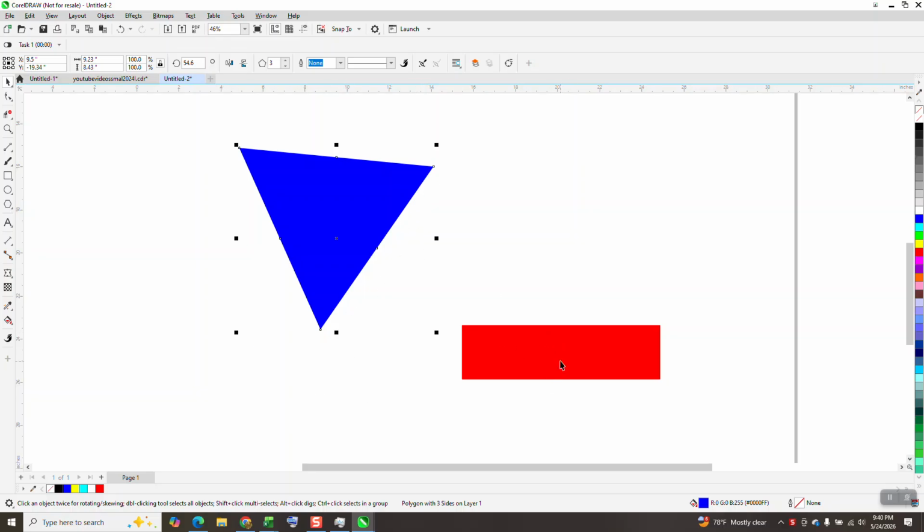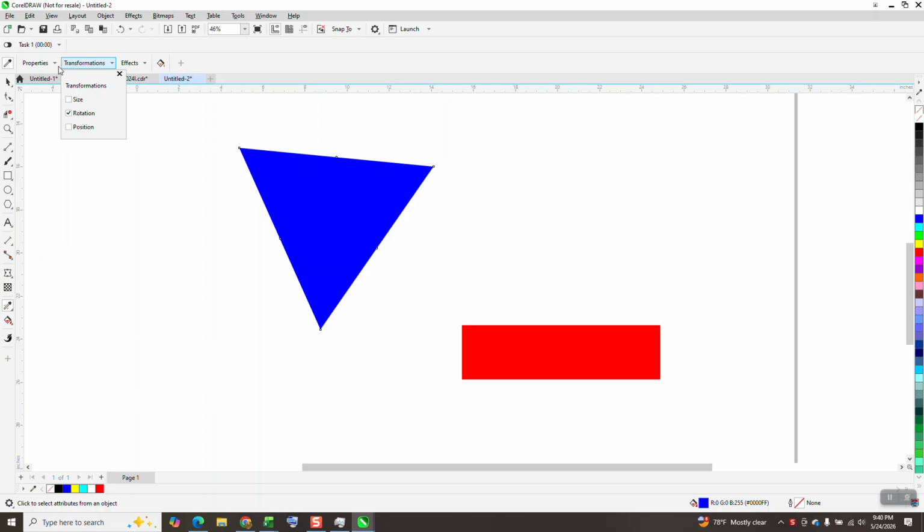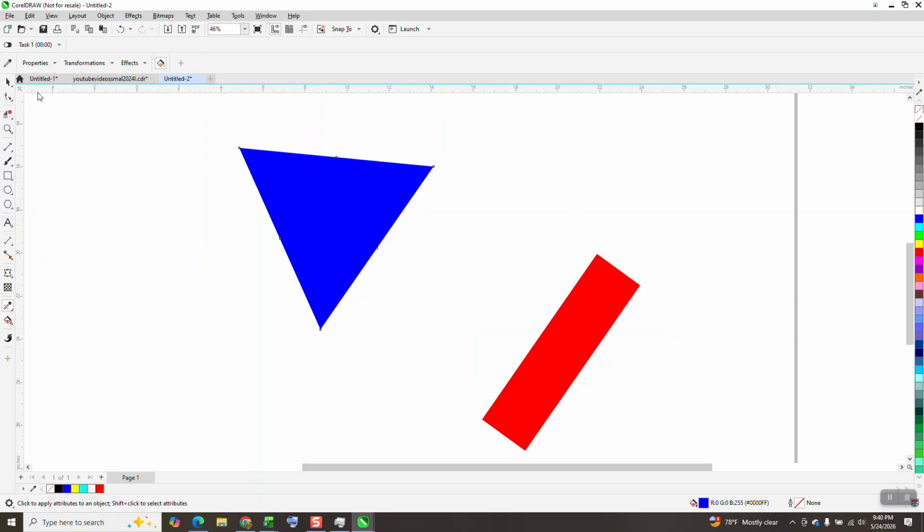Well, we got a flat surface here. Let's go to the attribute eyedropper. I've already got it in the rotation with nothing else checked. Don't have any of these other things checked or it'll do the other things. But we got the rotation checked. Take a sample of that and put it on there and look at that.